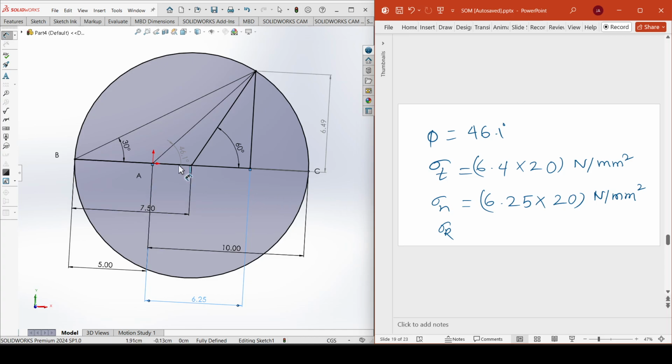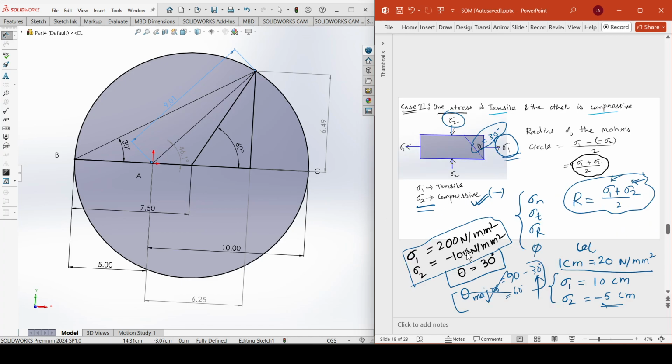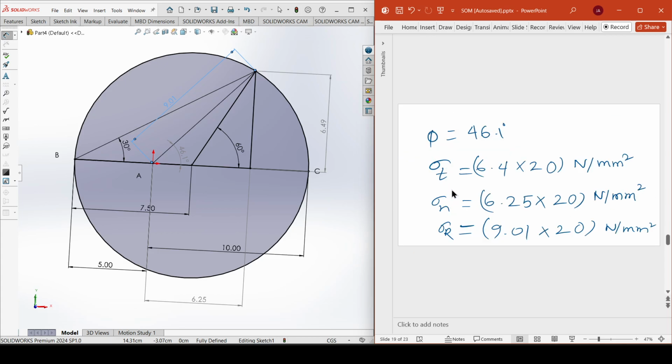And what is going to be sigma r? Sigma r, of course, this length is going to be your sigma r. So you need to measure this length by using your scale. So this length is 9.09 or 9.01. So 9.01 times 20 will give you the answer for the resultant stress in this case, okay, Newton per millimeter square. So if you just use the values like I have shown you, sigma 1 and sigma 2 in the actual formula, you will end up getting these values as well, right? So, and if you use the graphical representation method, you will also get the same value.